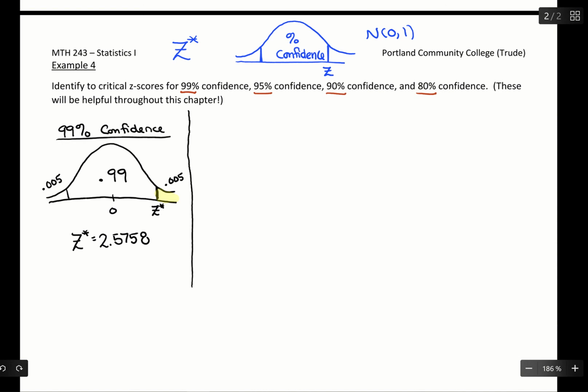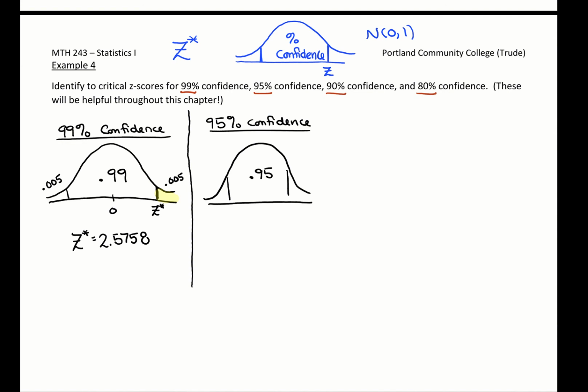For 95%, we actually found this in the first video. So for 95% confidence, we'd have our curve and we'd center 95%, which leaves us overall 5% in the two tails, but if we split that up, it's 2.5% in each tail. And this is where we went to GeoGebra in the first video and got 1.96. So whenever we do a 95% confidence interval, that's our critical z-score that we want to use.